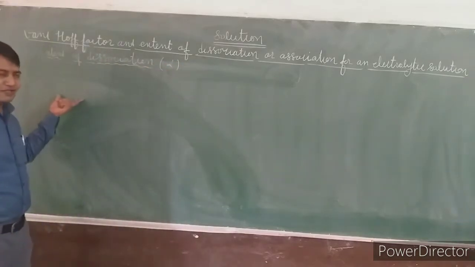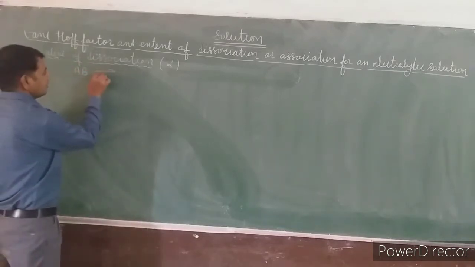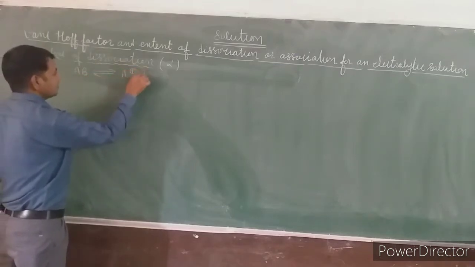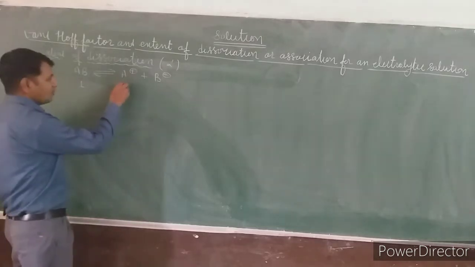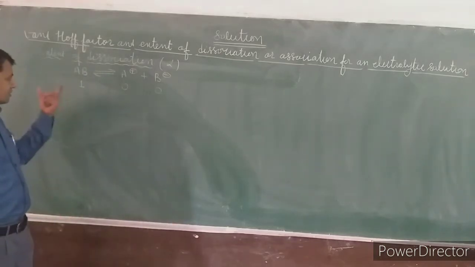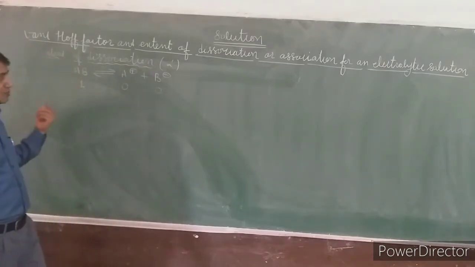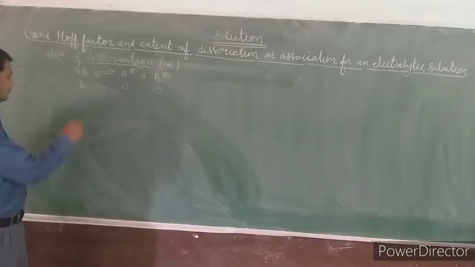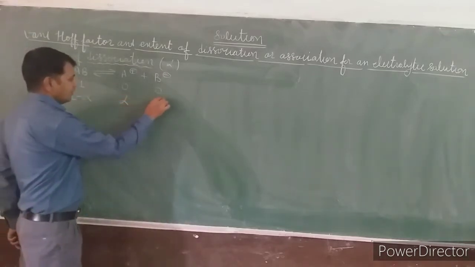To understand the extent of dissociation, suppose we have an electrolyte, that is AB. In the solution, it's going to dissociate into A plus and B minus. Initially, the number of moles of AB is 1. At the initial time, we know very well, there will be no formation of product. So the number of moles of A plus and B minus will be 0 there. After some time, some part of AB will be dissociated into A plus and B minus. Suppose that is alpha. So we can write here, after some time, it will be 1 minus alpha. This is alpha and this is alpha.